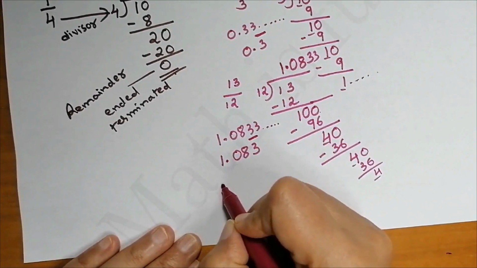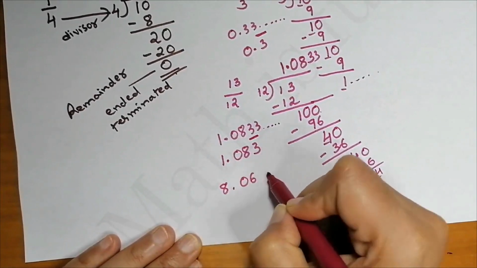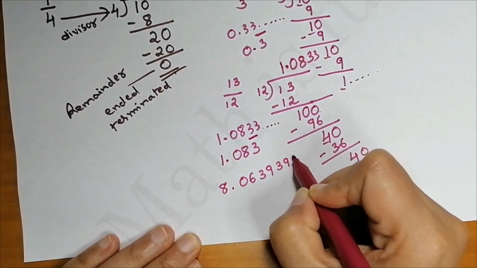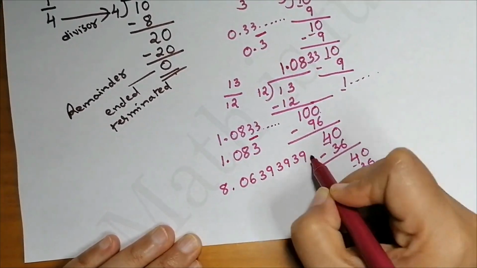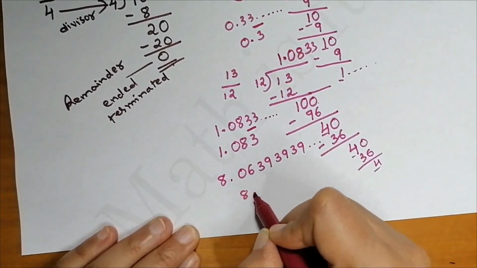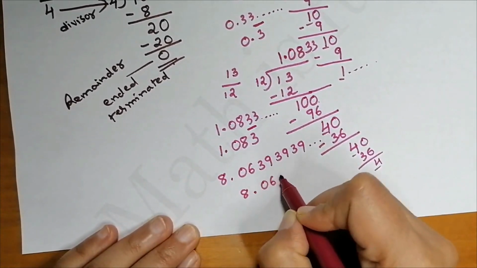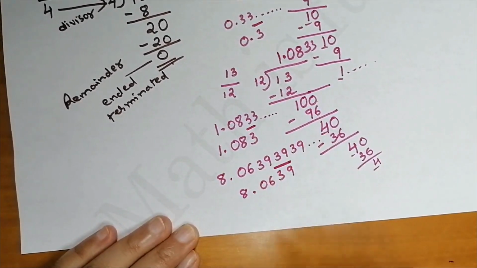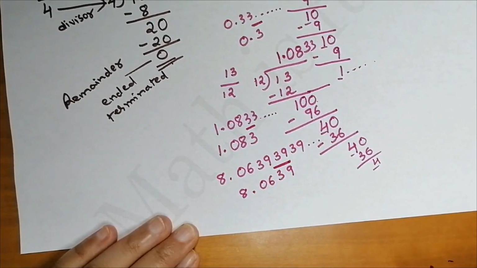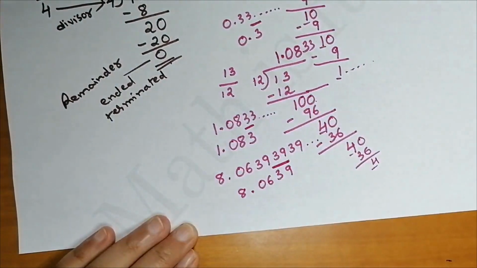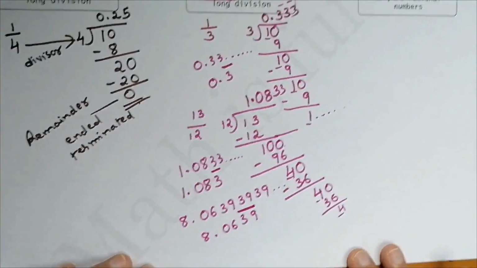Say, for example, you had 8.06393939 on and on. So how will you write this? You will write this as 8.0639, and the bar will be on both 3 and 9 because those are the two digits that are repeating, right? So it's simple, quite straightforward, easy to understand. I'm sure you got it. The only thing you need to know is your divisions.